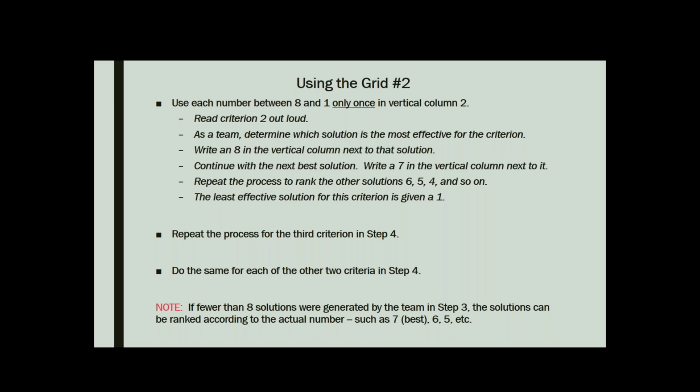If there aren't 8 solutions that the team came up with, and that might happen when they get to the state bowl, the qualifier, and then also at internationals, they will use whatever they have. If they only found 7 solutions, the best gets a 7. Use 7 through 1. Hopefully they do have more than 8, but I just wanted to point that out. I've had it happen where there were not 8.